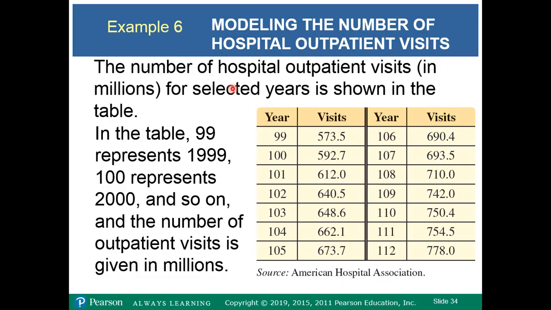Okay, so now here we're given a table. So we have a year and the number of visits. This is the number of hospital outpatient visits in millions for selected years shown in this table. In the table, 99 represents 1999. So these are years after 1900, and 100 represents 2000, and so on and so forth. And these are the number of outpatient visits in millions. So we're going to use this table to see what we can learn.